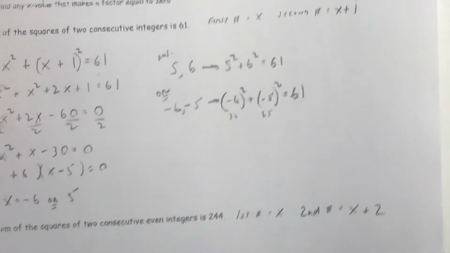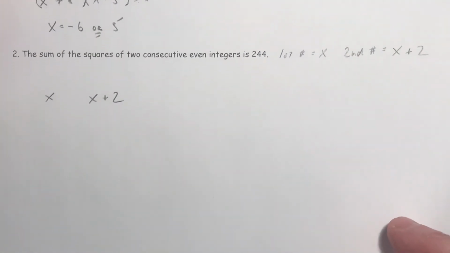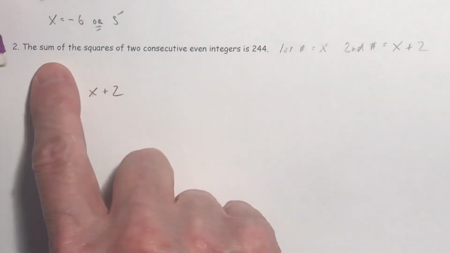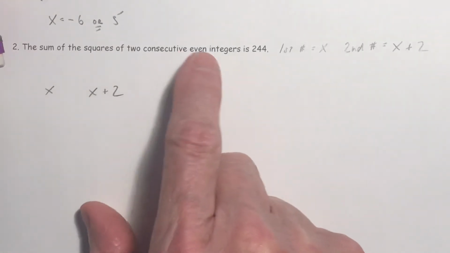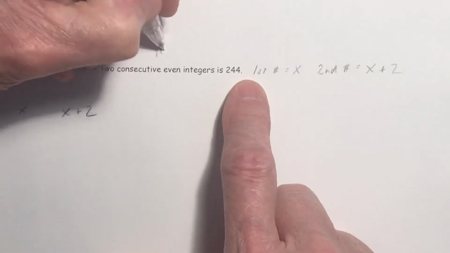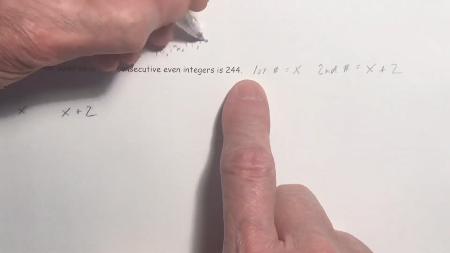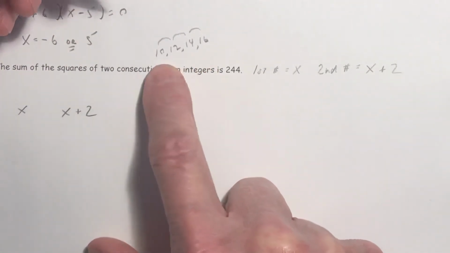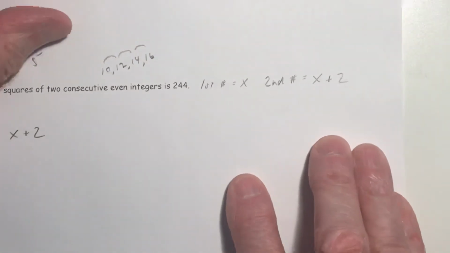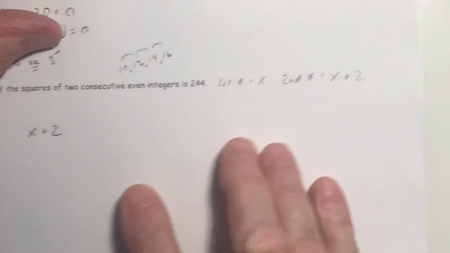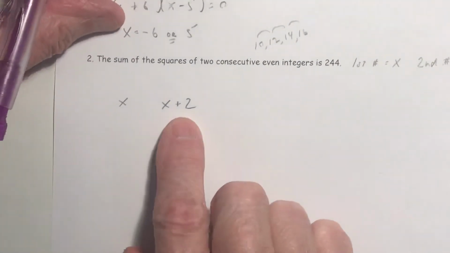Okay. Now that you've seen that example, number 2 shouldn't look much worse. The sum of the squares of 2 consecutive even integers is 244. Now remember a long, long time ago when we did this, here's even integers, right? And to get to the next even integer, what do you do? You add 2 to the one before it. So if we say the first number is x, we're going to say the second number is x plus 2.